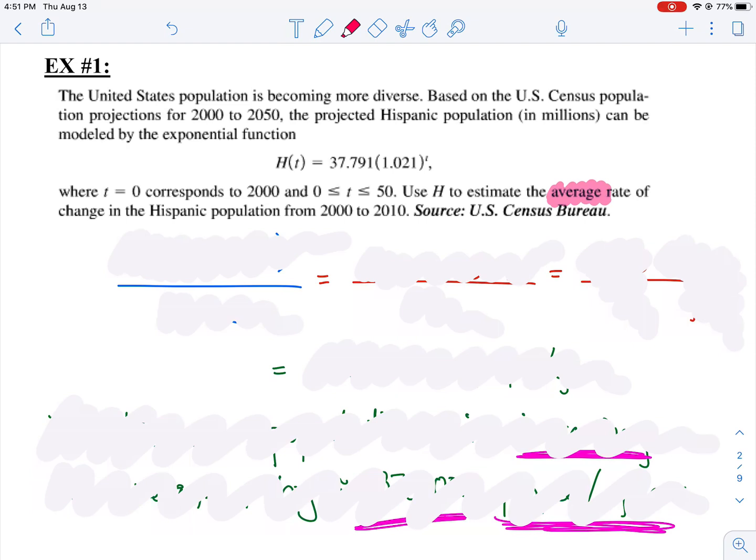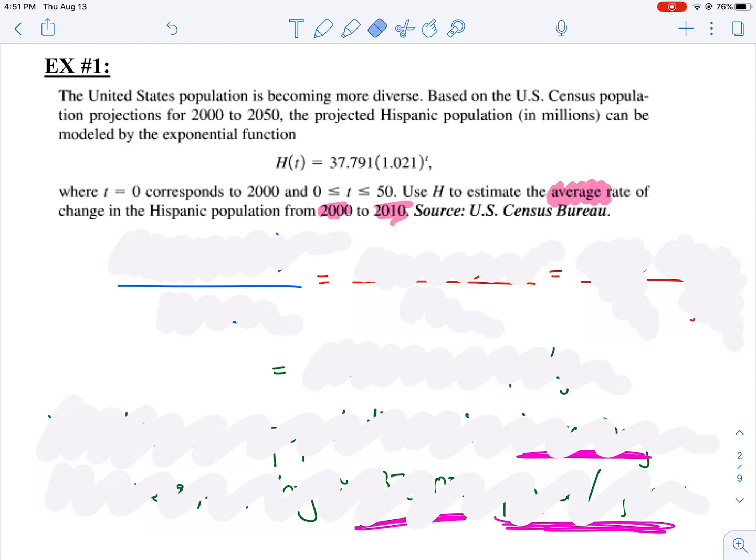Ooh, did you hear that keyword? As soon as I hear that keyword average rate of change, I know I'm just finding the slope between 2 points. We want to find the average rate of change in the Hispanic population from 2000 to 2010. Let's go ahead and use our average rate of change formula then, our slope formula. So I know that I want to go from 2000 to 2010, or I can say t equals 0 to t equals 10.